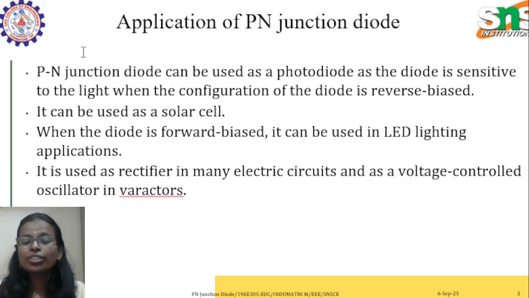The PN junction diode can be used as a photodiode, as the diode is sensitive to light when its configuration is reverse bias. It can also be used as a solar cell. The main application of a PN junction diode is that it can be used as a rectifier in many electrical circuits.